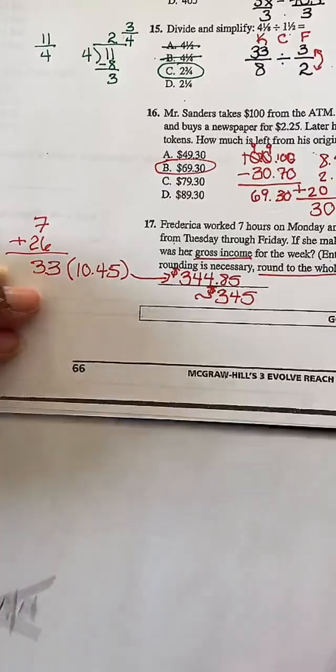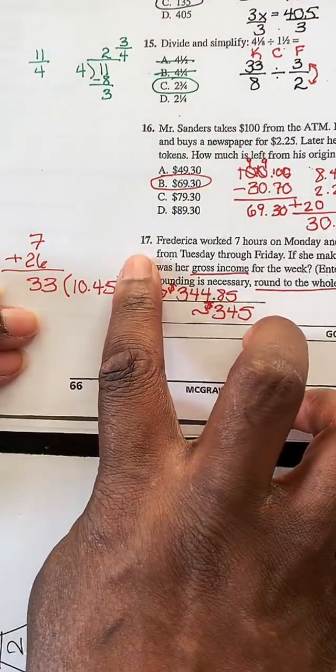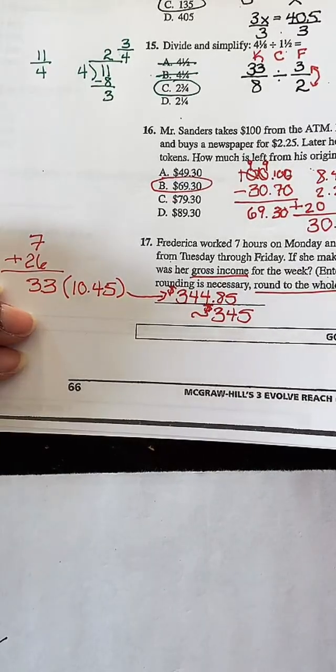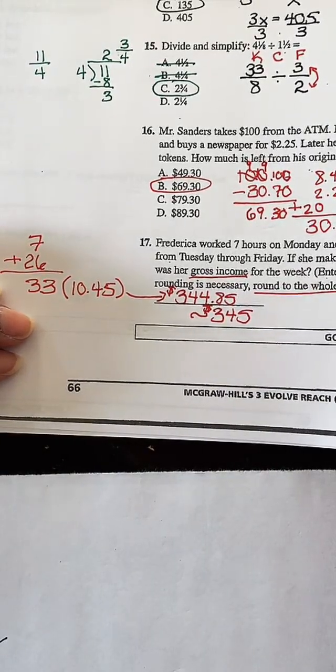Because right now, this is at number 17, and this whole packet that I found has 50 questions in it. So we got some more work to do.